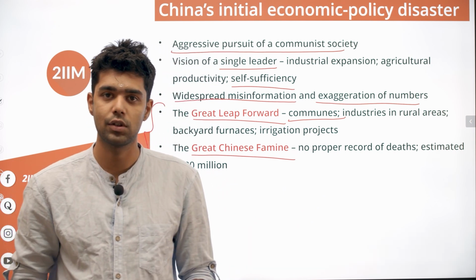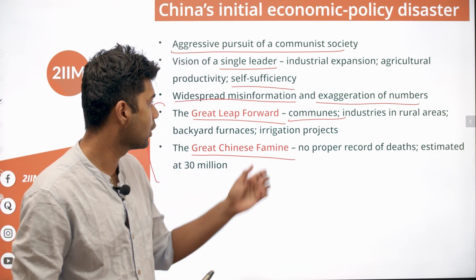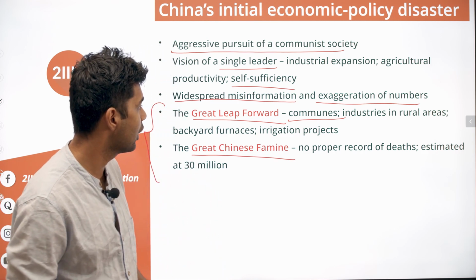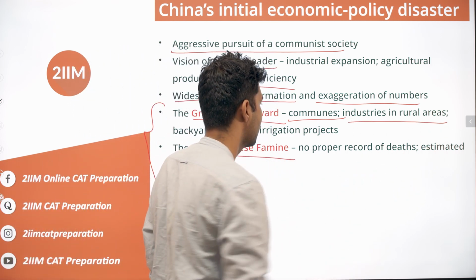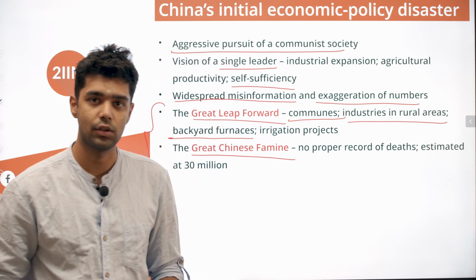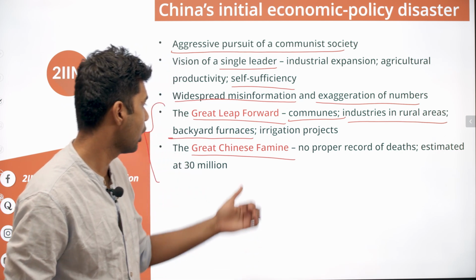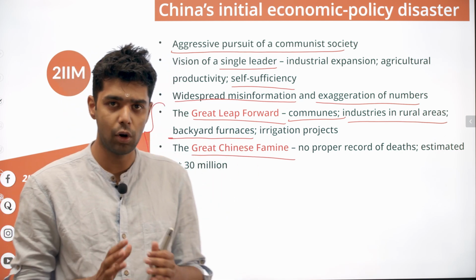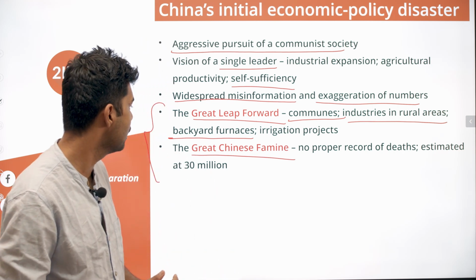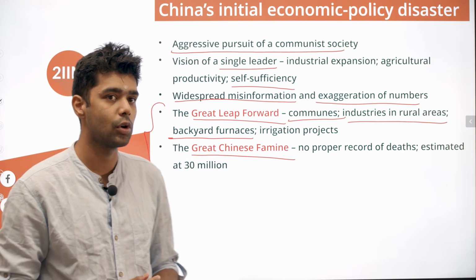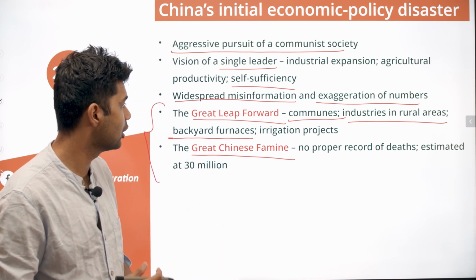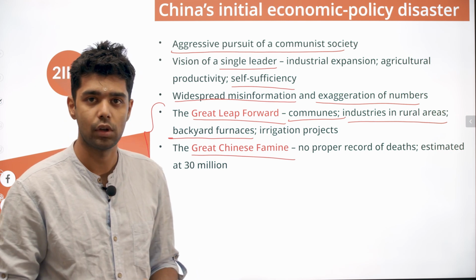So farming communes existed, industrial communes existed, and the communes were given some sort of a target, and they were supposed to cover that. Industries in rural areas were emphasized. Backyard furnaces also existed. So what is a backyard furnace? The commune is supposed to have a small furnace, and that furnace has to process iron ore and produce iron and steel. But the backyard furnace did not really work out because you can't simply have a small plant and then expect every single place in the country to produce iron and steel.